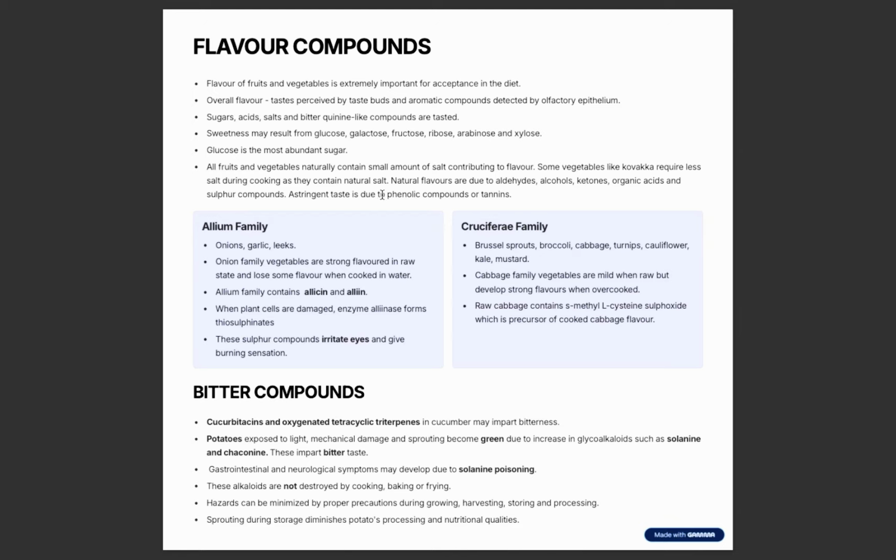Also these natural flavors also is due to aldehydes, alcohols, ketones, organic acids and sulfur compounds. Astringent taste ഉണ്ടാകാറുണ്ട്. Astringent means ഒരു തരിപ്പുള്ള ടൈപ്പ് ടേസ്റ്റ് ഉണ്ടാകാറുണ്ട്. Like it is seen in the wine and other alcoholic beverages കാണുന്ന ആസ്ട്രിഞ്ചൻറ്റ് ഒരു തരിപ്പുള്ള തരത്തിലുള്ള ടേസ്റ്റ് ഉണ്ട്. This is also due to phenolic compounds or tannins.